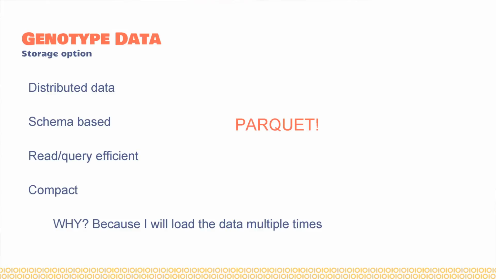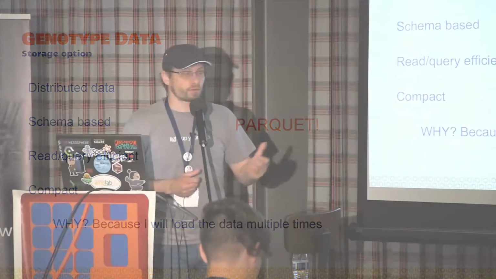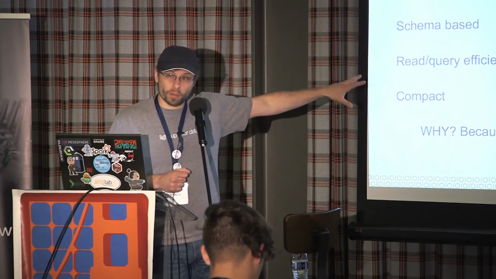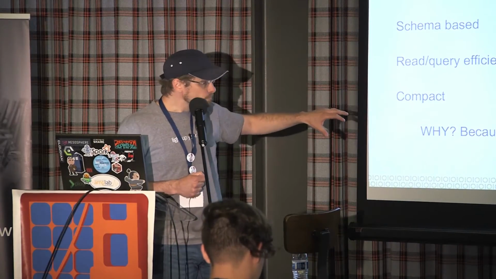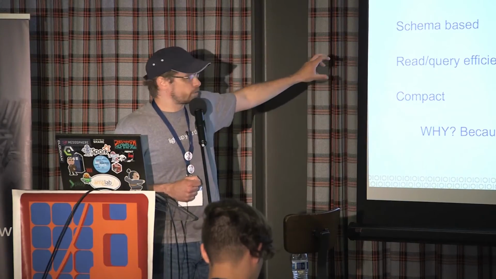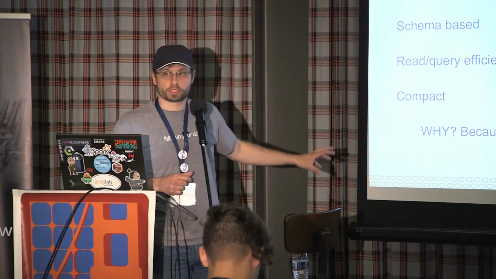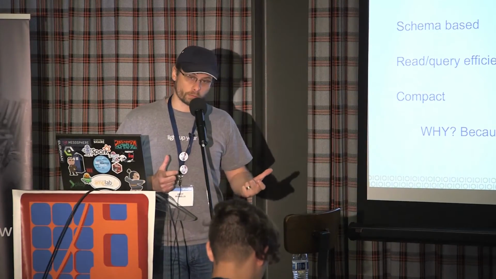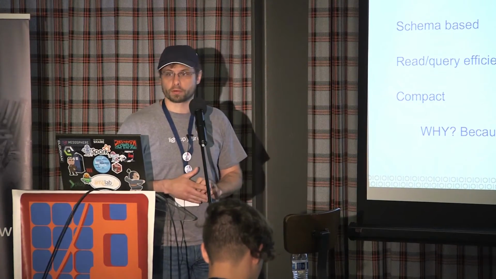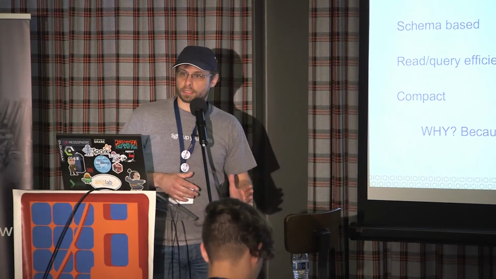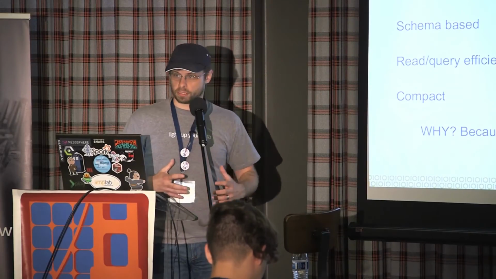Why? Because Parquet is distributed, right? It is schema-based as well. So there is a strong correlation between the schema in Avro and Parquet. And also, this is the most important one for me, you can read and query it efficiently, using the types. It's also pretty compact because it's partitioned and the partitions are compressed, right? And there is a compression algorithm which is very efficient because Parquet is column-oriented, so they are able to compress the data like crazy.